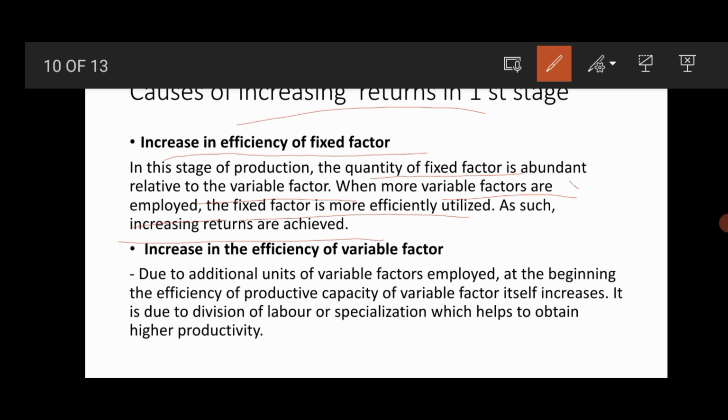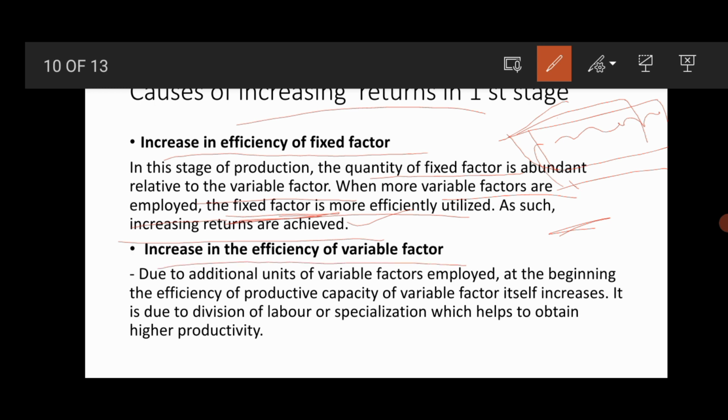Take an example that there is a particular value of land, and if they are employing laborers, then more and more laborers means that the fixed factor, that is land, is efficiently utilized. So up to a certain limit they can employ labor. If very little labor is there, then it may not be utilized efficiently. So more and more variable units are added in order to make efficient utilization of this fixed factor, that is land. So at that time increasing returns are achieved.